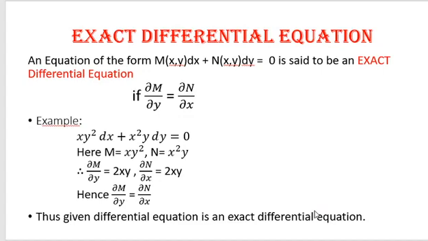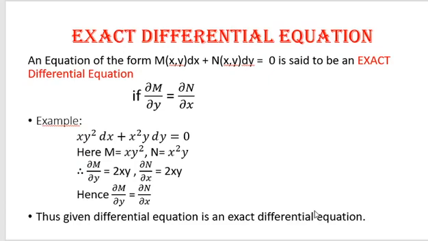An equation of the form M(x, y) dx + N(x, y) dy = 0 is said to be an exact differential equation if ∂M/∂y = ∂N/∂x. Here M is a function in both the variables x and y. Same is the case with N. N is also a function in both the variables x and y.